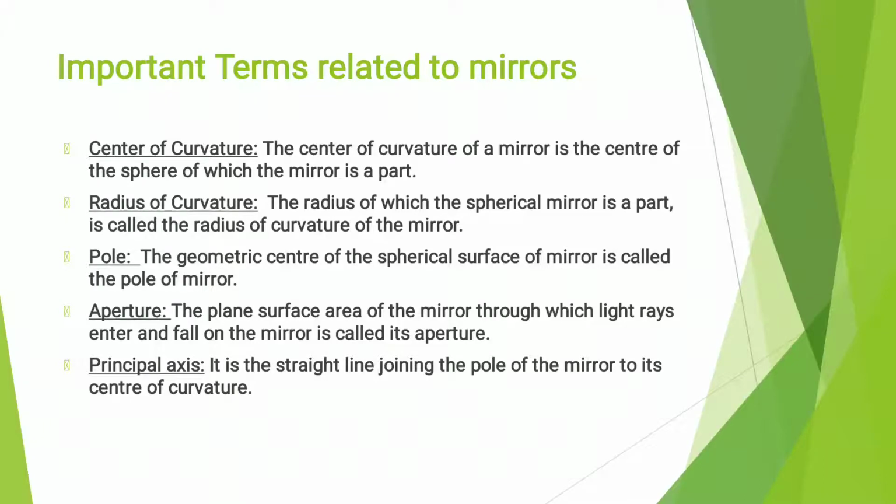Aperture, the plane surface area of the mirror through which light rays enter and fall on the mirror is known as its aperture. Then we have the principal axis, which is the straight line that joins the pole to its center of curvature.